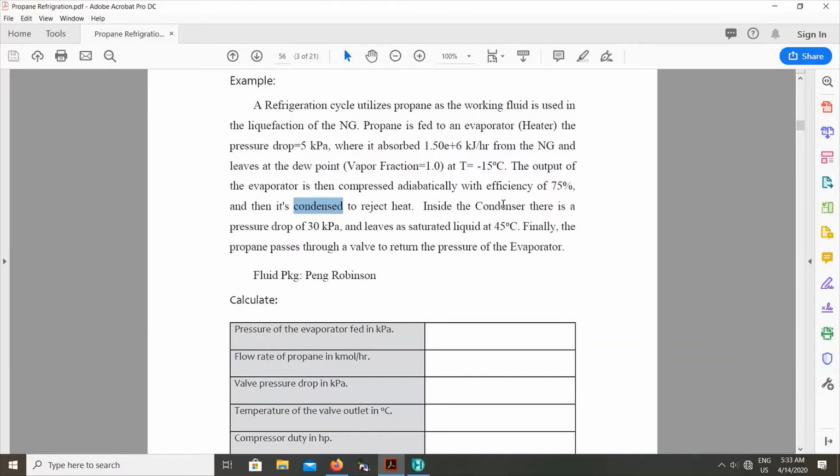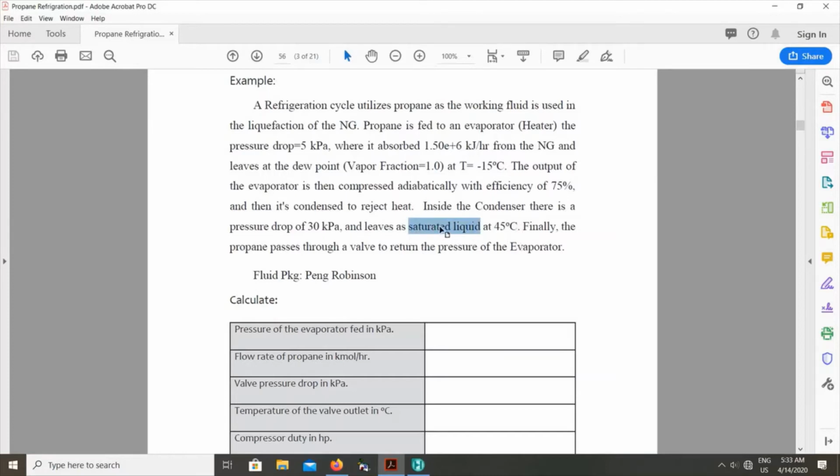Inside a condenser or cooler there are pressure drops. The only information that we have for the cooler is this pressure drop, and the stream leaving the condenser or cooler has a temperature of 45 degrees Celsius. This is the information we have. It is a saturated liquid, so the stream phase is saturated liquid. So it will be liquid at this stage.